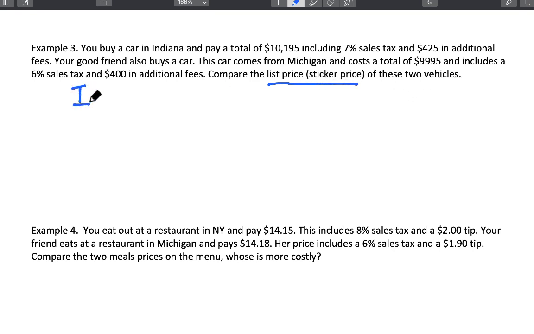So let's make two variables, I for Indiana price of the car, and then the other one we'll call M for the price of the car in Michigan. All right, so you bought a car in Indiana and pay a total of, that's the total, and it includes a 7% sales tax. So when we talk about a 7% increase, that's what sales tax is, from the original cost, then we're going to talk about it as 1.07. That would be the cost plus the 7% sales tax. Now you're going to add to that an additional $425, and that will equal the total of $10,195.